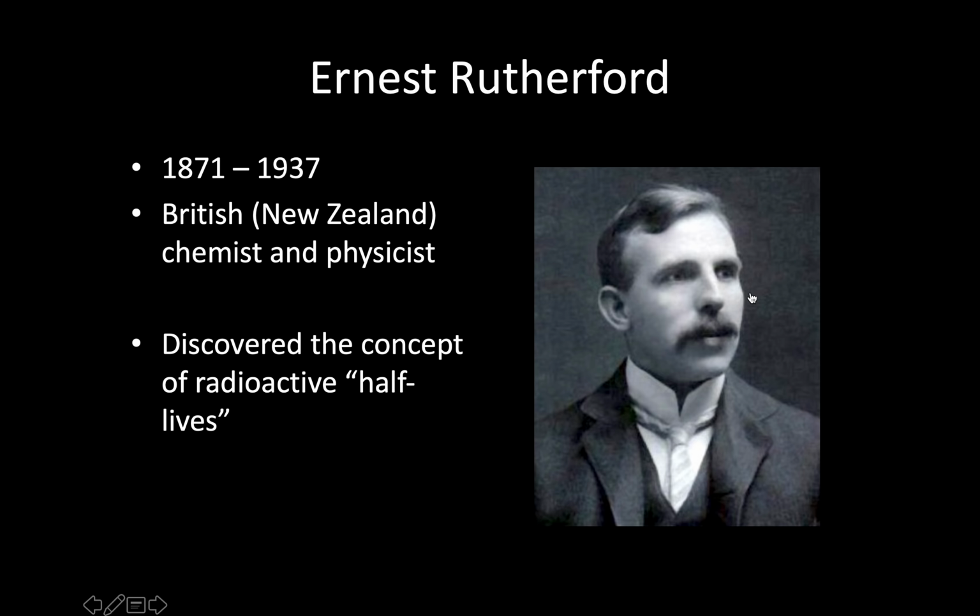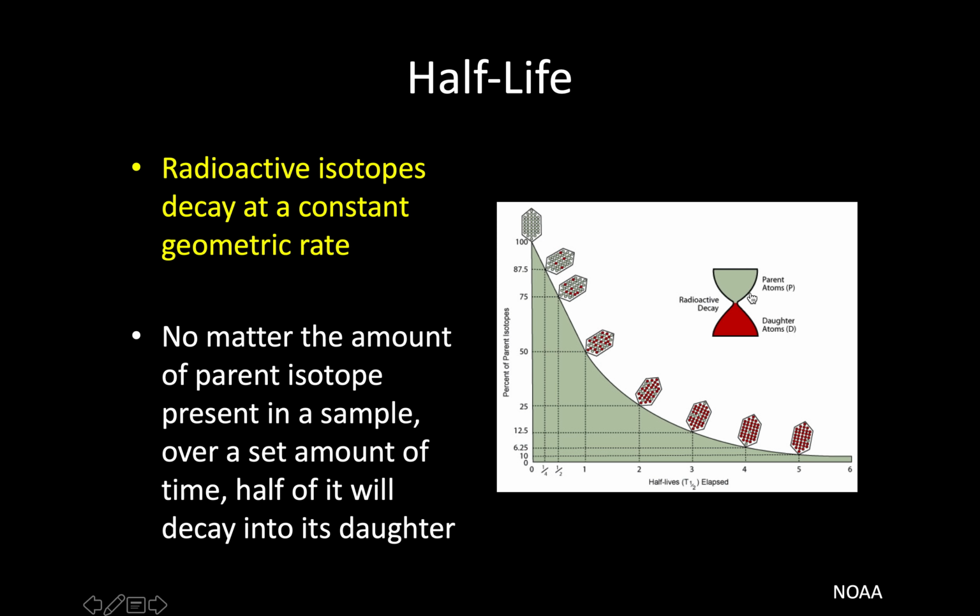Rutherford understood that there's a certain rate at which radioactive decay happens. This is what we call the half-life. A radioactive half-life literally means how long it takes for half of a parent isotope to change into a daughter. This happens at a very steady rate. And we know the half-life of almost every element known to man.